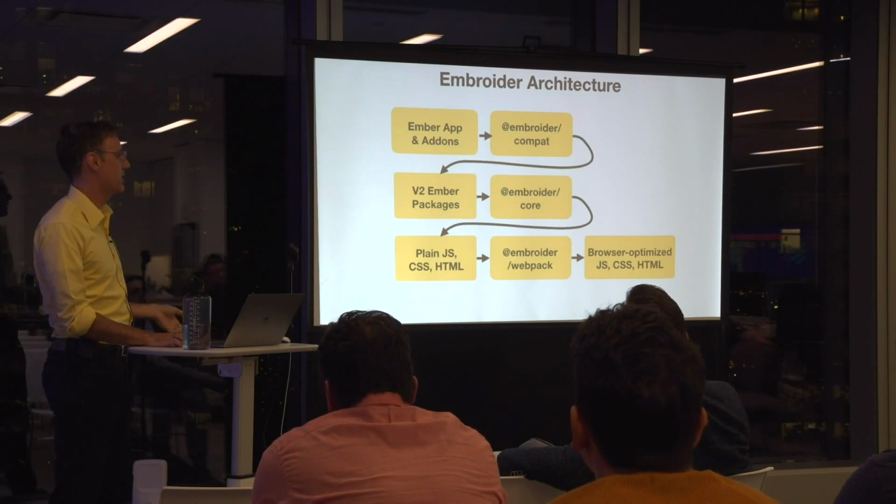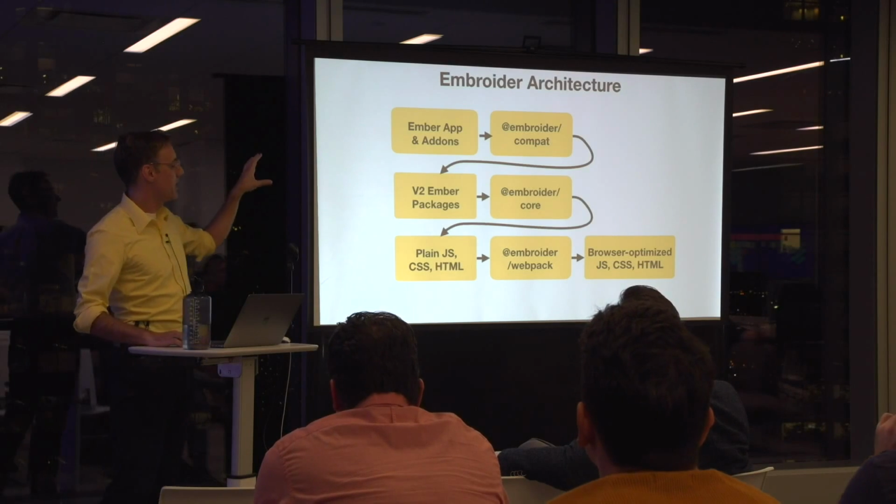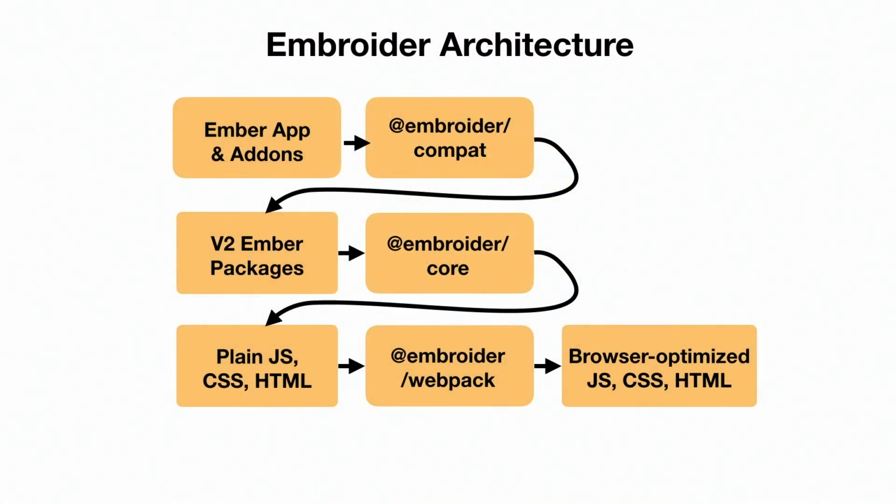Embroider is a 3-stage compiler. We take your Ember app and add-ons, and first we run them through the compatibility stage implemented in the Embroider compat package. Its goal is to turn all of that input into a collection of v2 formatted Ember packages. Right, so it's going to absorb all the dynamism by running the dynamic bits and turning them into just dead code on disk, so that later stages have a much easier time finding things, right?